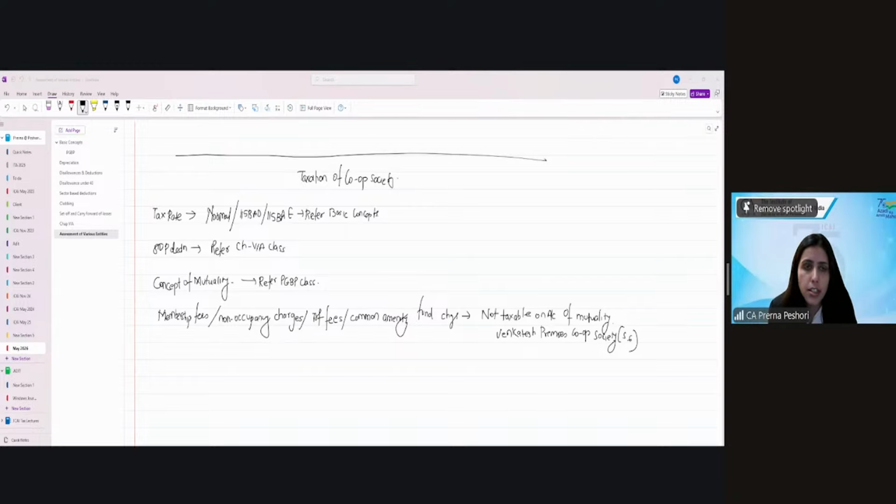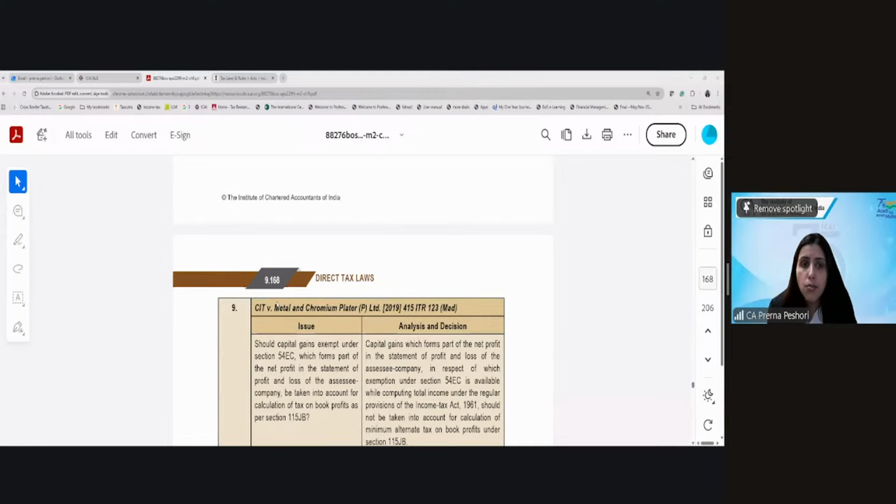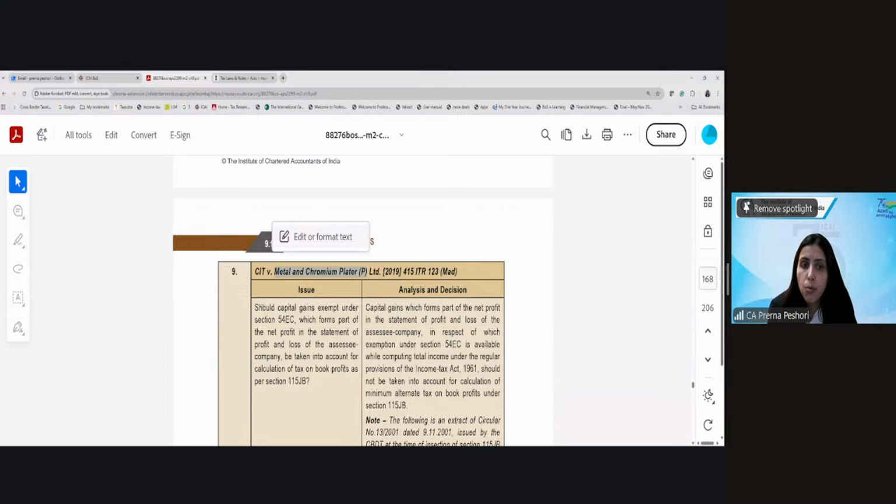So let me just share the module with respect to the case laws. Yeah. This is the Madras High Court ruling in the case of Metal and Chromium Plater. The question before the court was, should capital gain exempt under 54EC, which forms part of the net profit in the statement of P&L of the assessee company, be taken into account for the calculation of book profit?